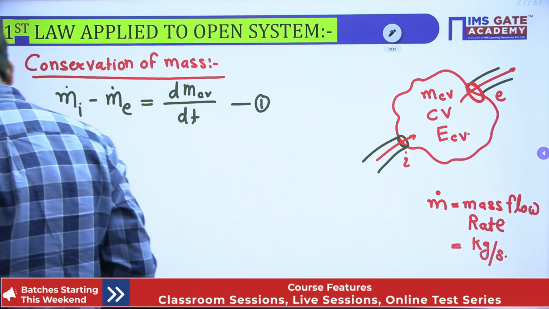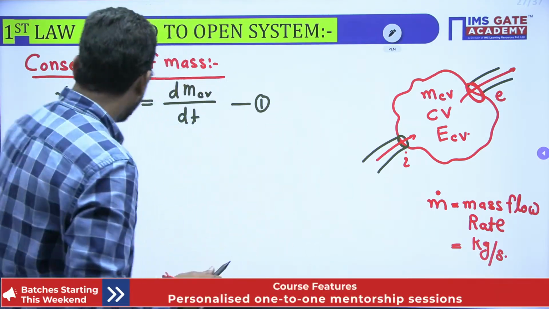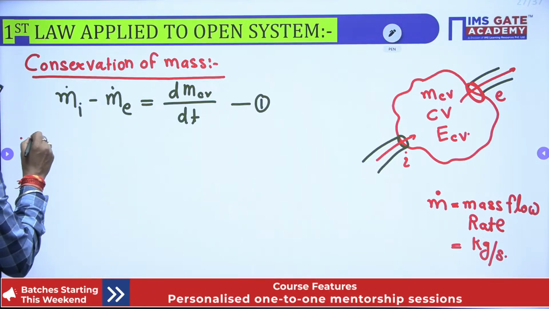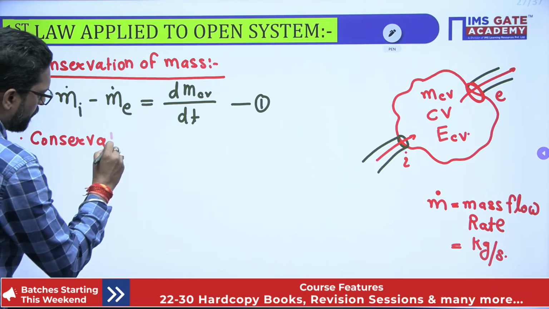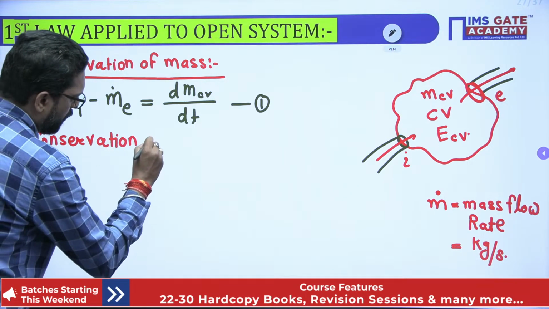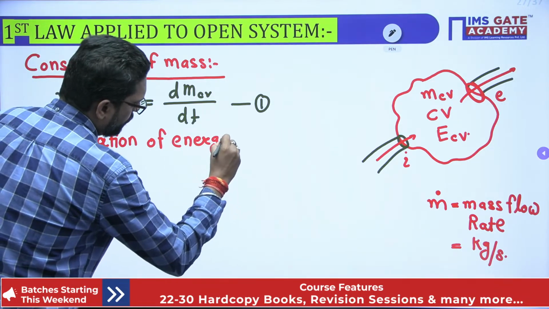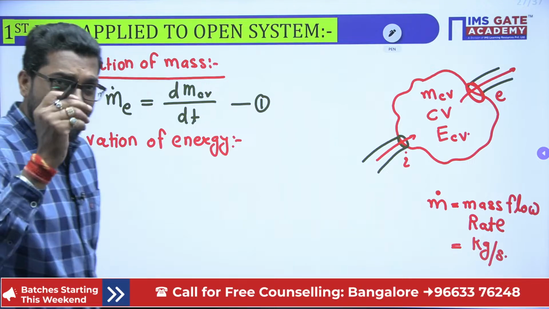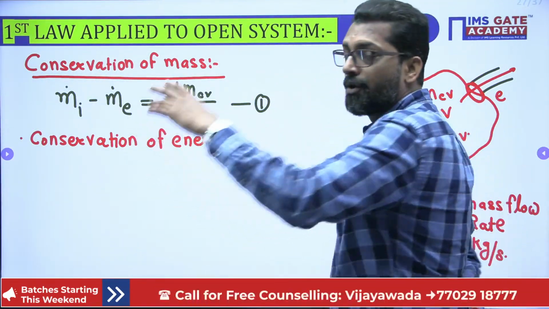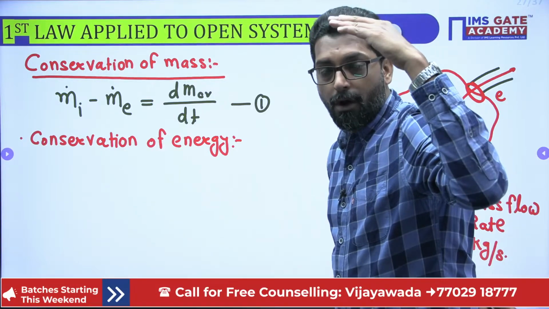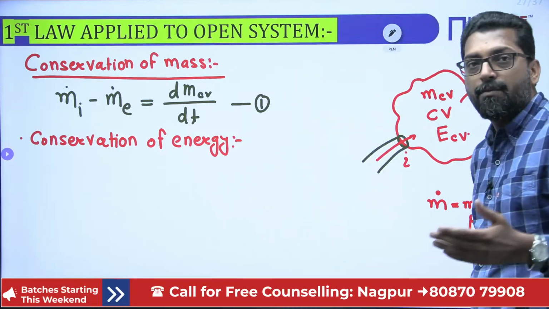Now beta, very important. Now we have to apply the conservation of energy. What is the difference between applying the conservation of energy to a closed system and to an open system? What is the difference?